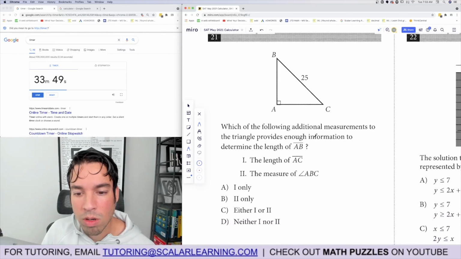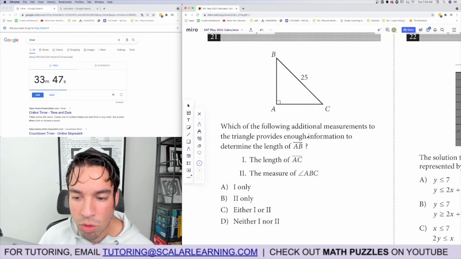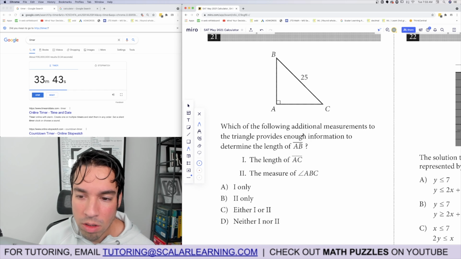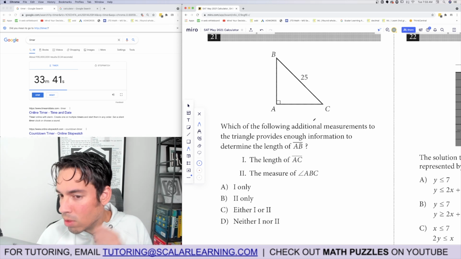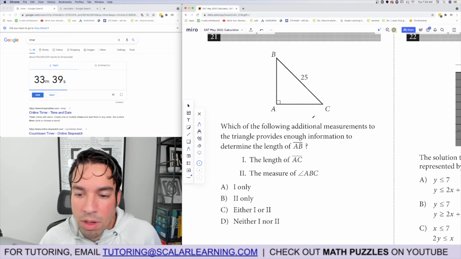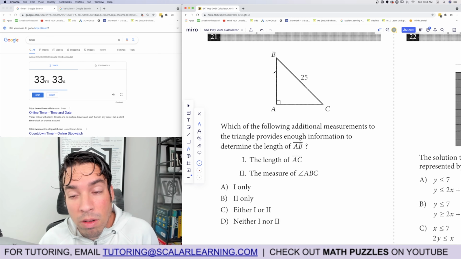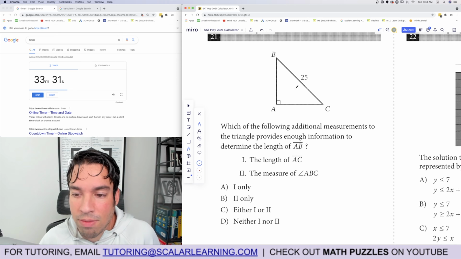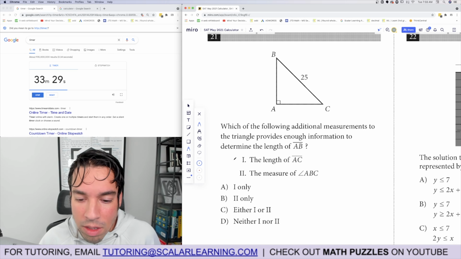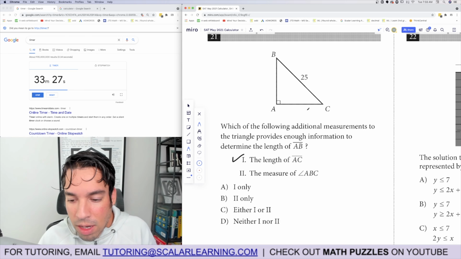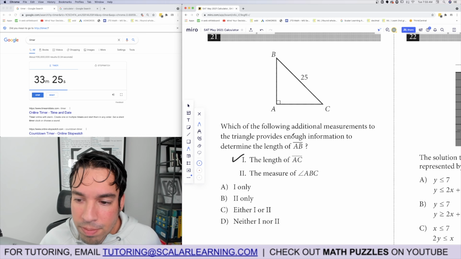Number 21. Which of the following additional measures to the triangle provide enough information to determine the length of AB? All right. Ooh, they have one like this on the no-calculator section, sort of. Well, it's a right triangle. Oh, well, definitely the length of AC, because then we can use the Pythagorean theorem.